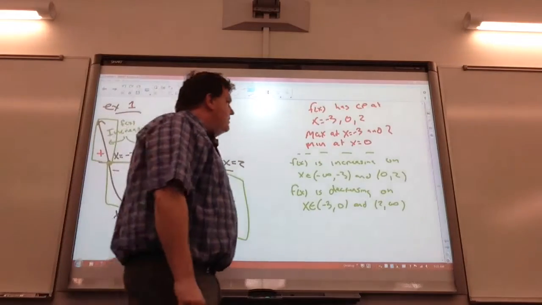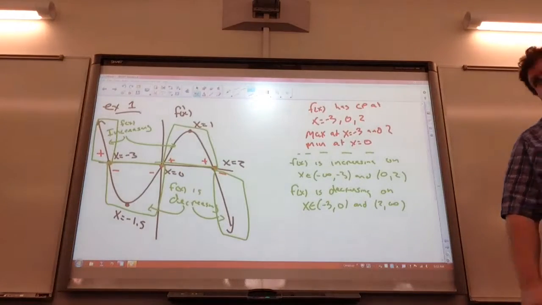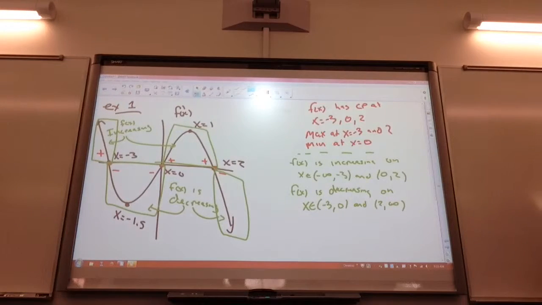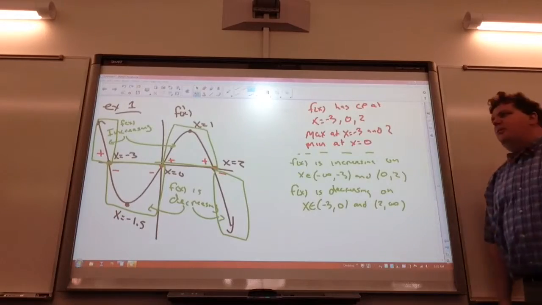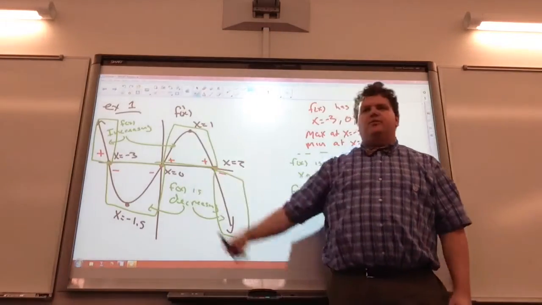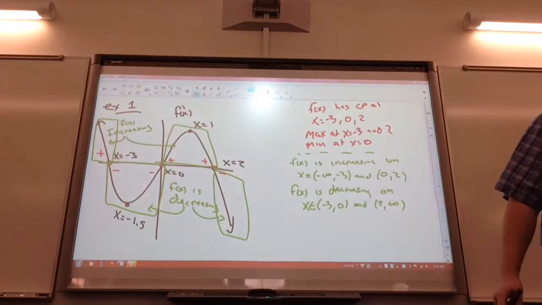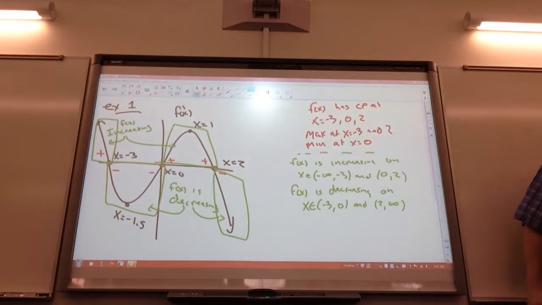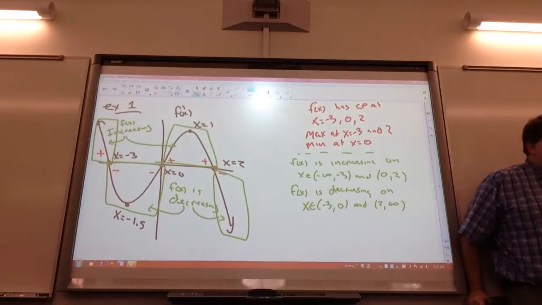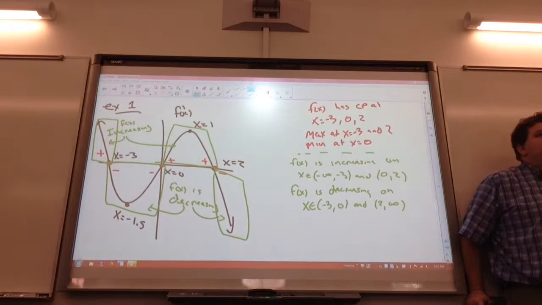Now, the other question is, wait a minute. Negative 1.5 and 1, they don't correspond to maximums or minimums for f of x. Well, then what are they? Well, what's the slope of f prime of x at x equals 1? 0. And so, what represents the slope of f prime of x?